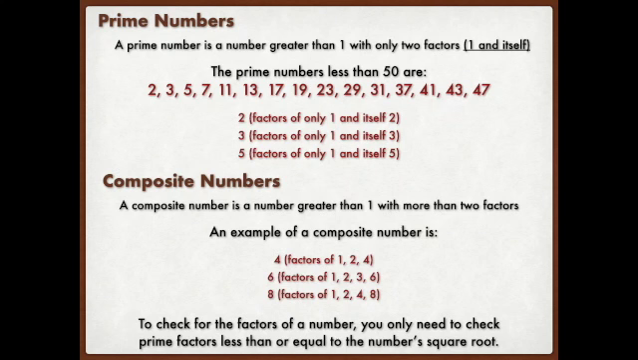Composite numbers are numbers greater than 1, so 0 and 1 again are not prime or composite numbers, and these numbers actually have more than two factors. So you are including 1 and itself, but there should also be more numbers in between, such as 4. The factors are 1 and 4, but you also have 2 times 2, so 1, 2, and 4.